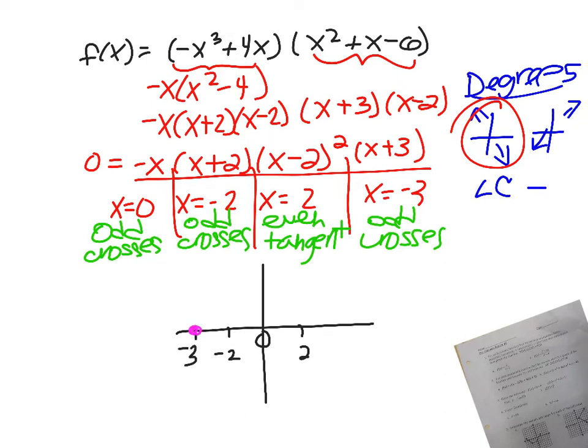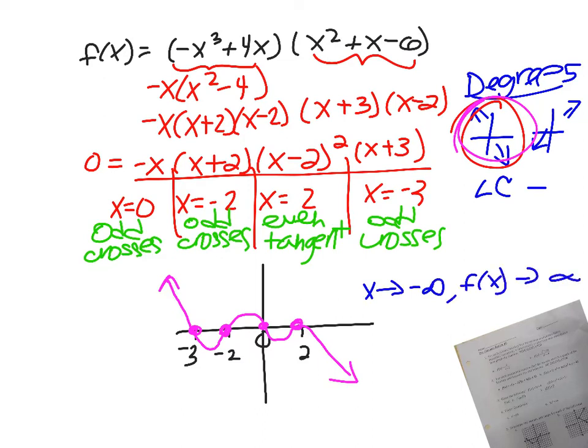Plot your zeros. I'm crossing every place, but at 2 it's going to be tangent. But notice I'm coming from the top here. So I'm going to cross, cross, cross, and tangent. And just do the end behavior as x goes to negative infinity. F of x goes to positive infinity. As x goes to infinity, f of x goes to negative infinity.